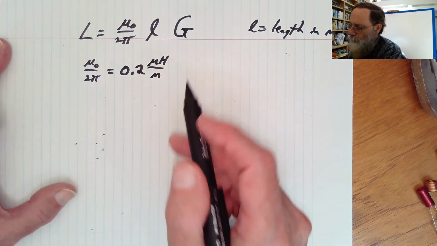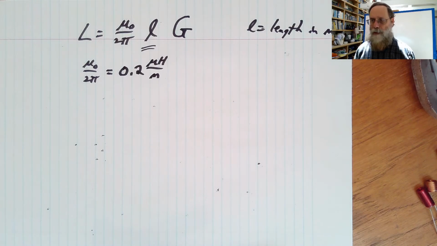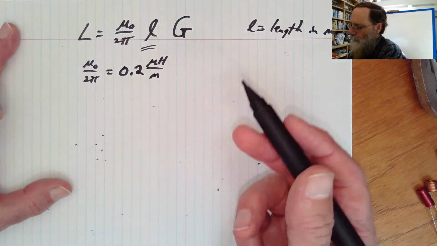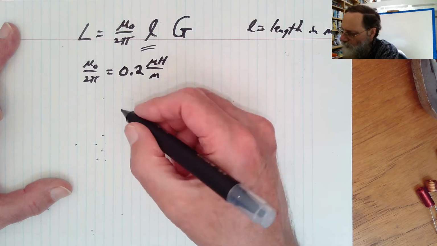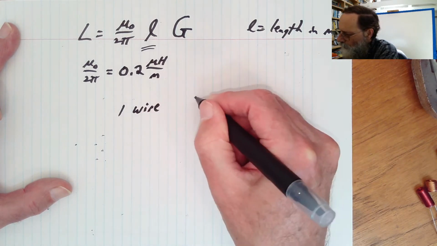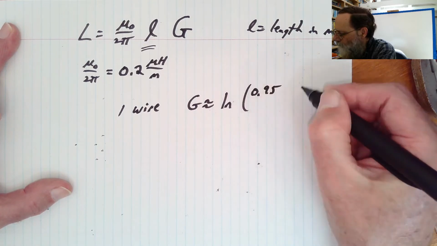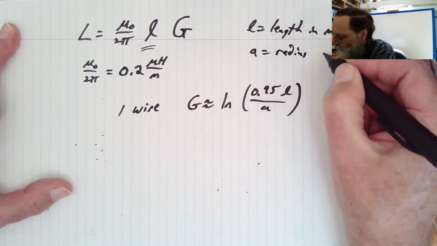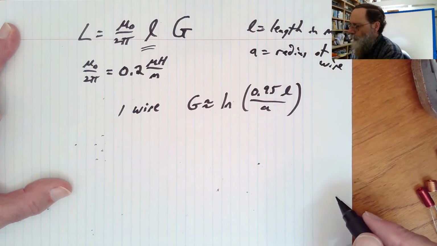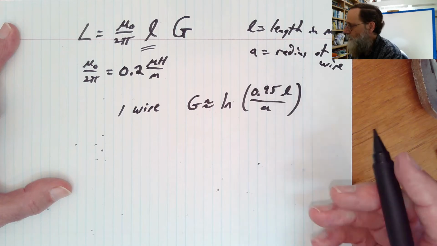So the interesting thing here is, first of all, that the length of the wire is really what matters most in determining inductance. If you want to minimize inductance, keep your wires short. Okay, the geometric factor comes in different ways depending on how the conductors are arranged. If we just have a single straight wire, G is approximately natural log of 0.95 times the length of the wire divided by A. So A is the radius of the wire. And you can see that this G is unitless because we're taking two lengths, taking their ratio, that's unitless, and then taking the natural log of that.